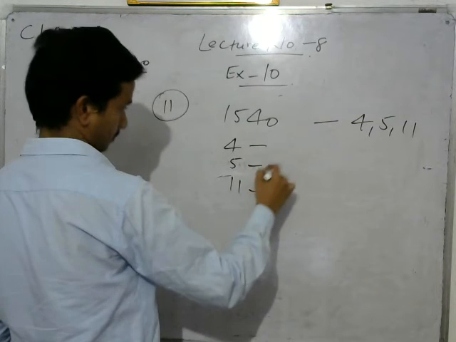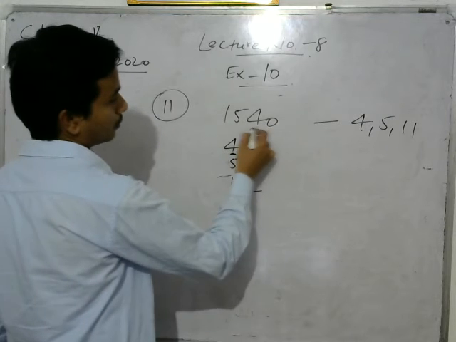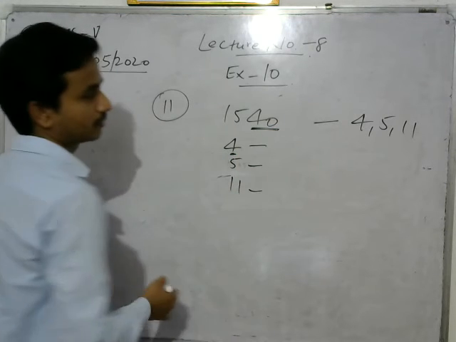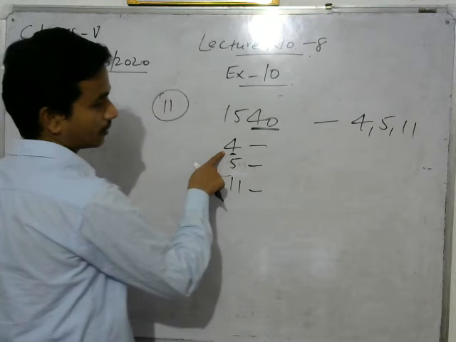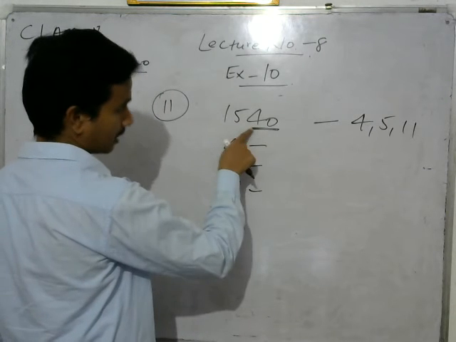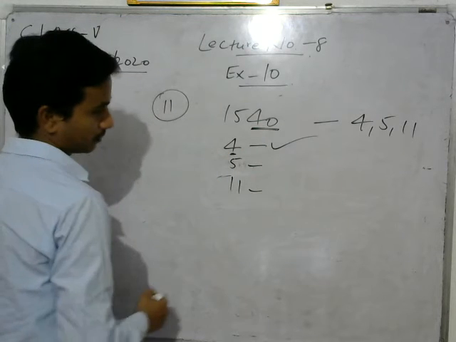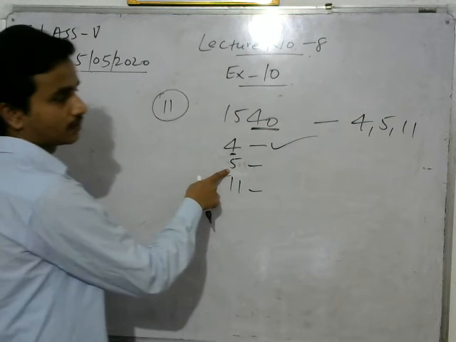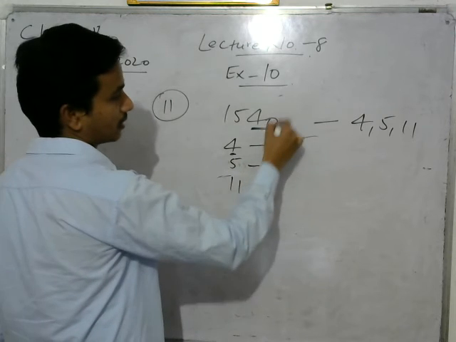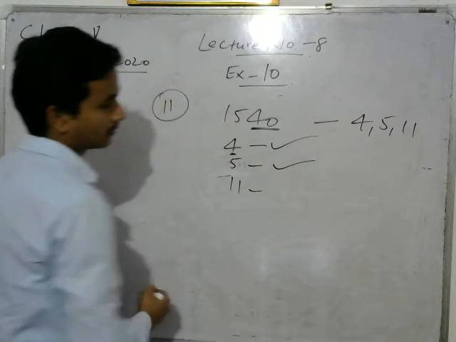Now what is the rule for checking 4? Last two digits. See, the last two digits are 40. Is 40 divisible by 4? Yes, 4 times 10 is 40. Since the last two digits are divisible by 4, this number will be divisible by 4. Check for divisibility by 5. The last digit is 0, so therefore it will be divisible by 5.